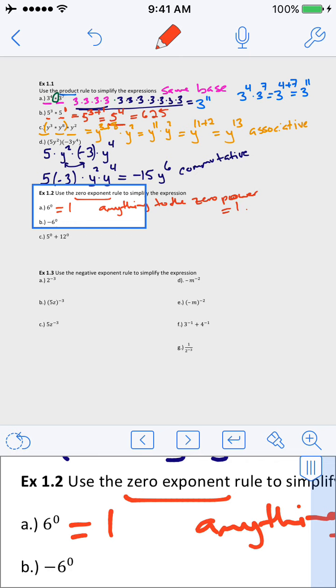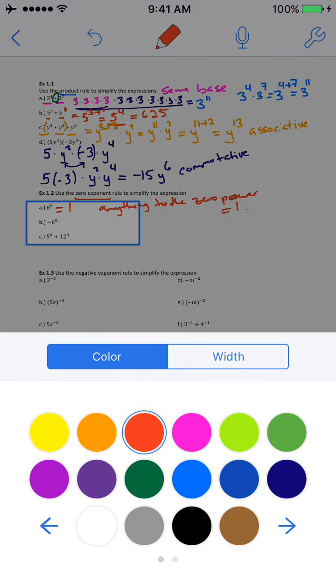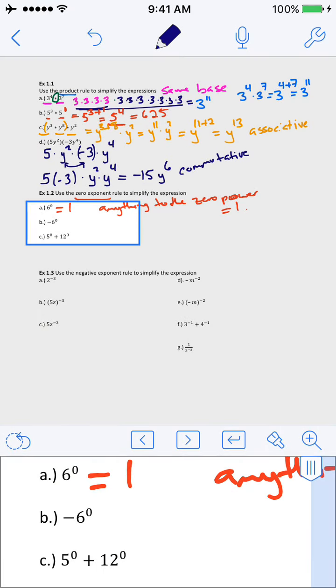So anything to the 0 power, 6 to the 0 power is equal to 1. 5 to the 0 power is equal to 1, 1,000,000 to the 0 power is equal to 1, x to the 0 power is equal to 1. No matter what it is, anything to the 0 power is equal to 1. Let's look at this next question, though. Let's see very specifically what are we talking about here.